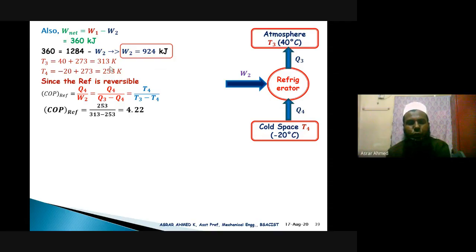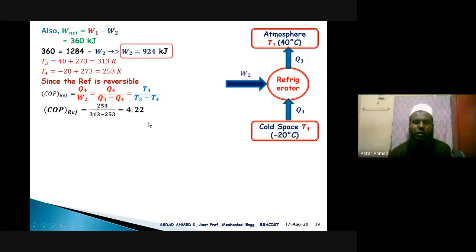So what is this 4.22? Efficiency we understand: out of 100 it is 64%, out of 100 it is 70%. So what does this 4.22 mean? This 4.22 is the ideal value of this refrigerator. What does ideal value mean? An actual refrigerator in reality, working between these two temperatures, cannot have COP beyond 4.22. 4.22 may be the maximum value of COP that this refrigerator can achieve.